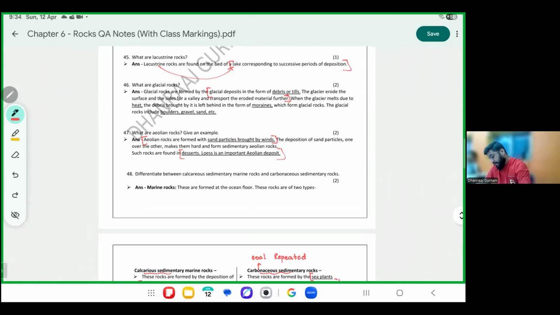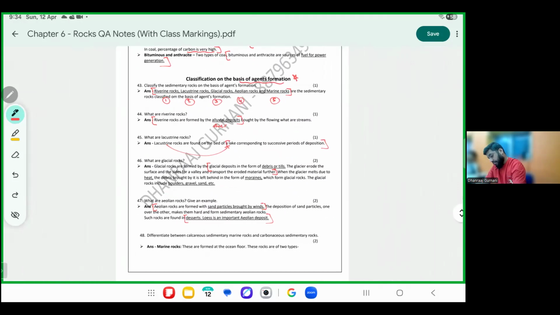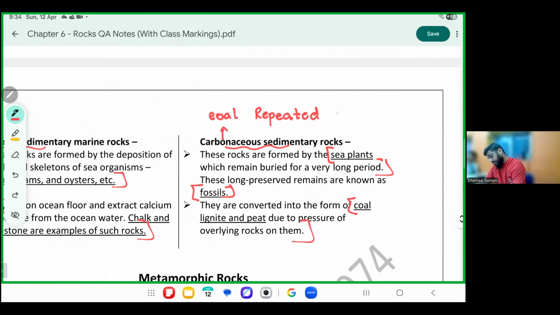Which was that answer? Here, question number 42. This is repeated from question number 42.